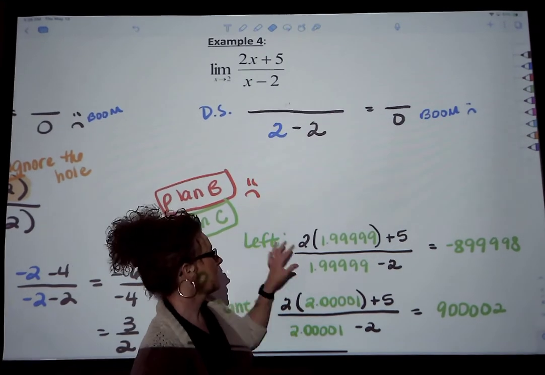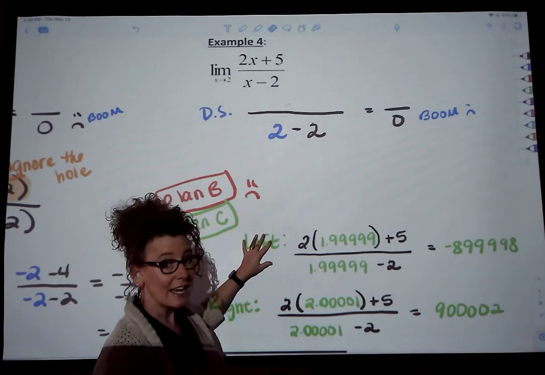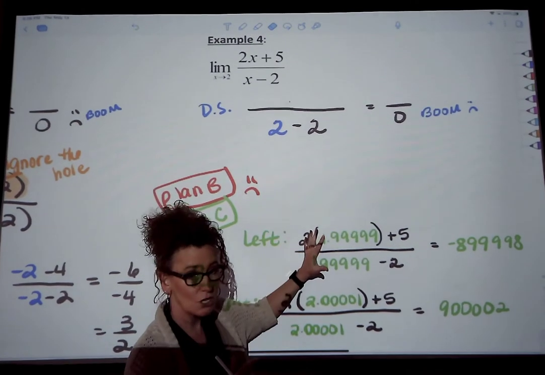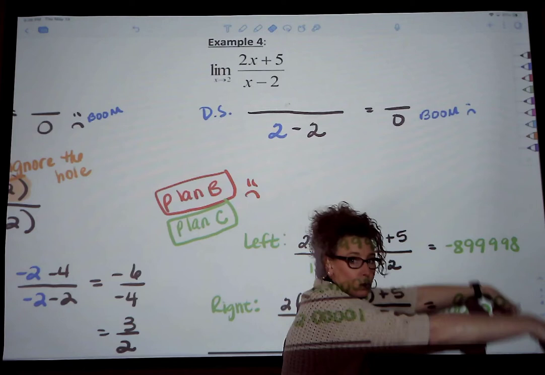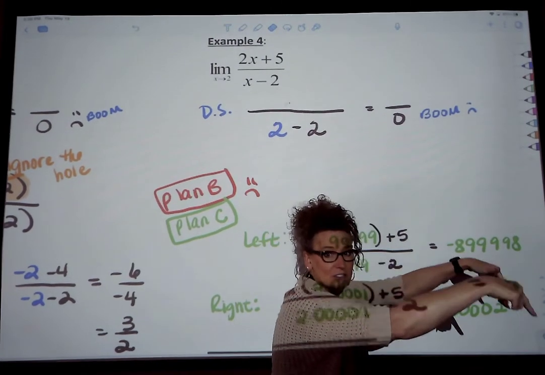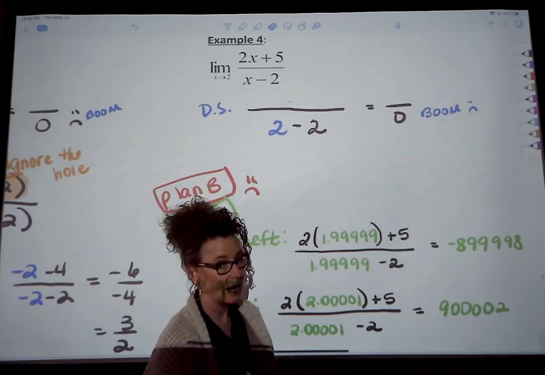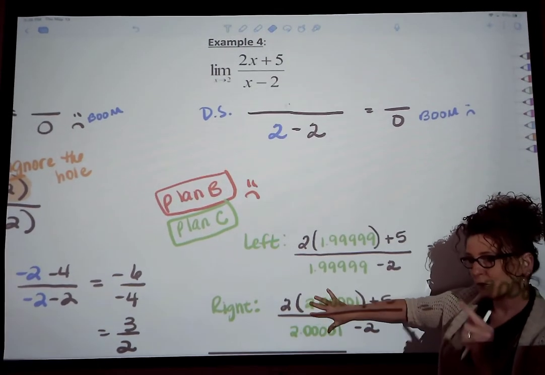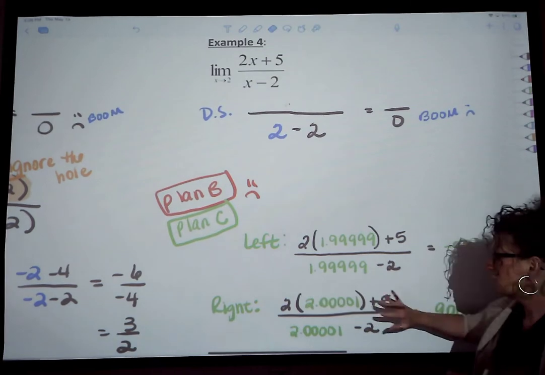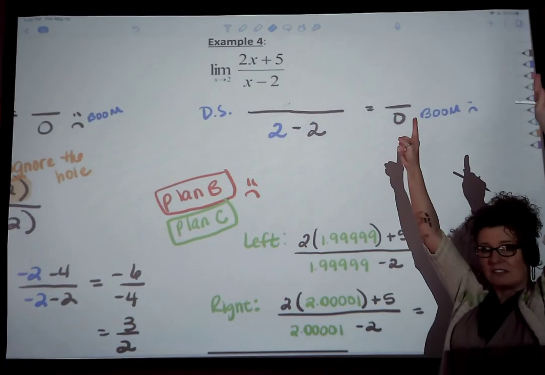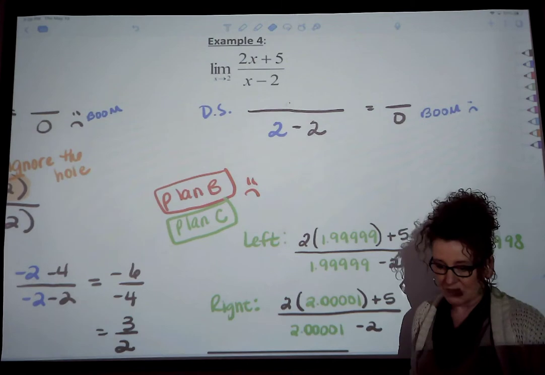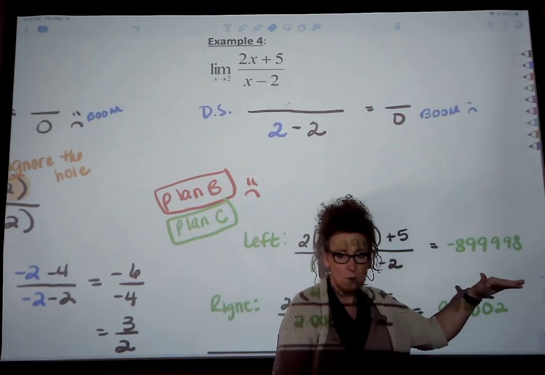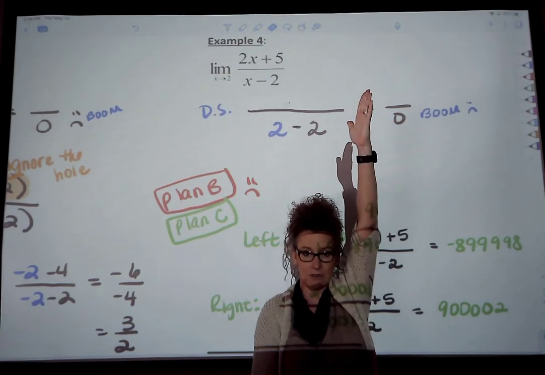Okay, so on the left side, as x is getting close to 2 on the left, where are my y's headed? Way down to negative values. However, jump to the right side of 2. As I'm super close to 2, where are my y's headed? Oh, super huge positive values. So I think what we've got going on here is headed down that way, headed up that way, surrounding x equals 2.